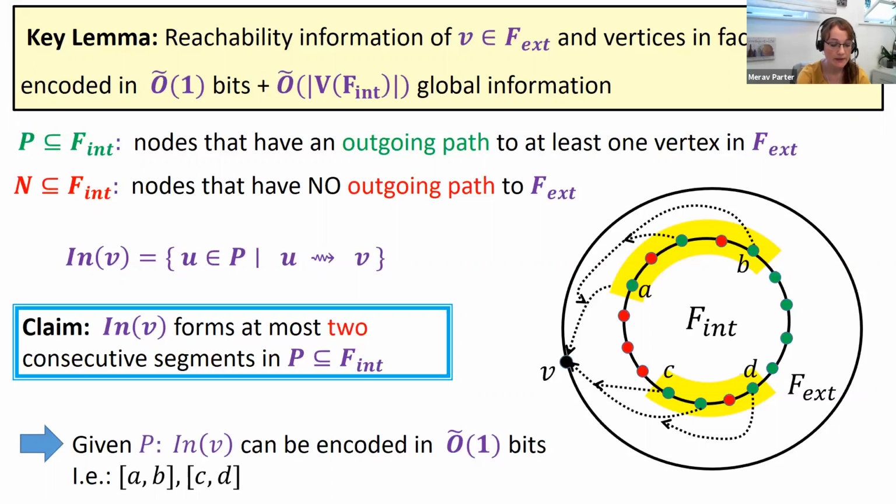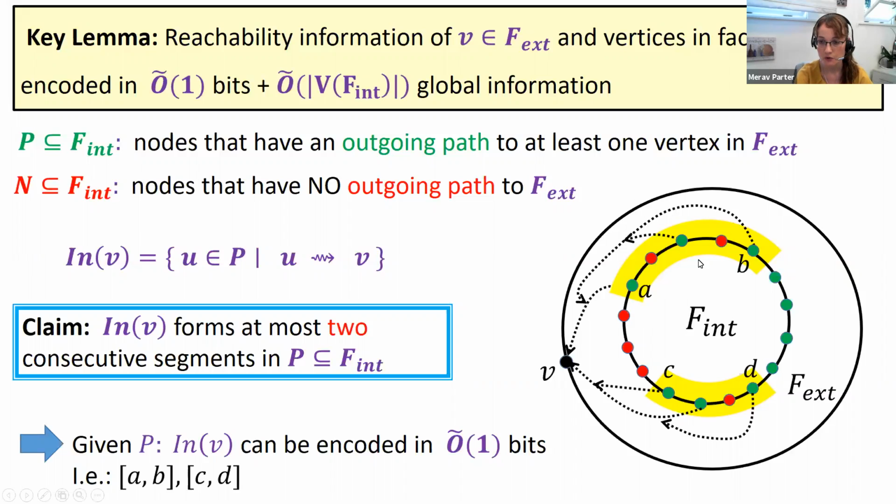Okay, and now we are looking at the set of nodes in V. These are all the nodes in P, that is, all the nodes that belong to the internal face that have an incoming path to V. And our claim is that this in V can be encoded very efficiently because it is made up of at most two consecutive segments of nodes in P. Okay, so we claim that this is the picture.